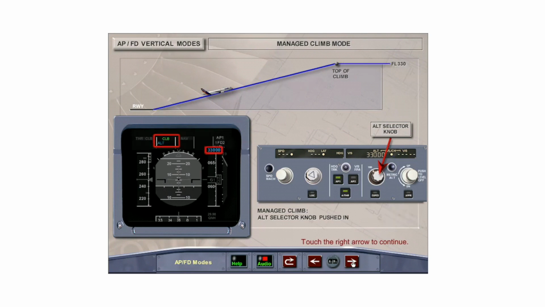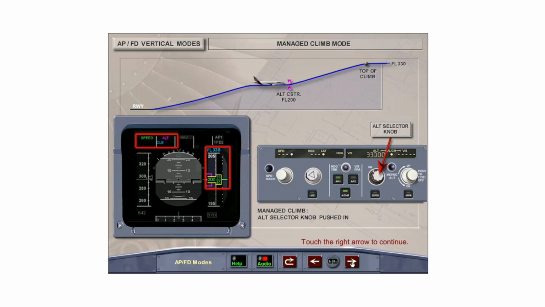A managed climb may contain several segments. If the next level off segment is the FCU selected altitude, the armed alt indication is displayed in blue on the second line of the FMA and on the PFD altitude scale. If the next level off segment is an altitude constraint, alt is displayed in magenta on the FMA, and the altitude constraint is displayed in magenta on the PFD altitude scale.